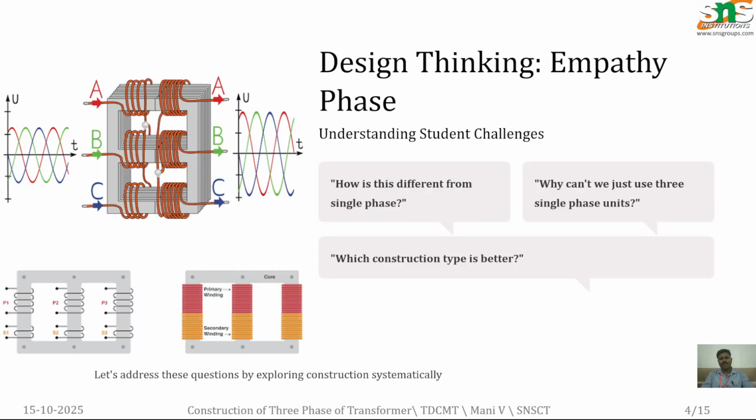Okay, so here we are implementing the design thinking concept. So we have to empathize. First, how is the three-phase transformer different from single phase? Second, why can't we just use three single-phase units? Why do we use a three-phase transformer instead? And third, we have the core type and shell type transformer. Out of core type and shell type, which construction is better for this type? So these are the empathy questions among the community.